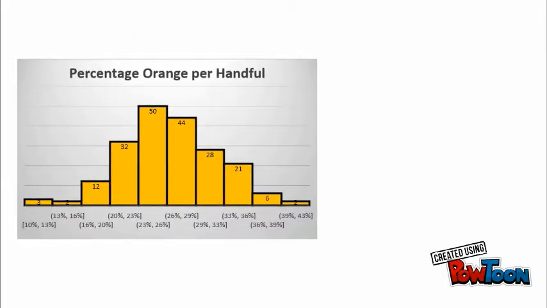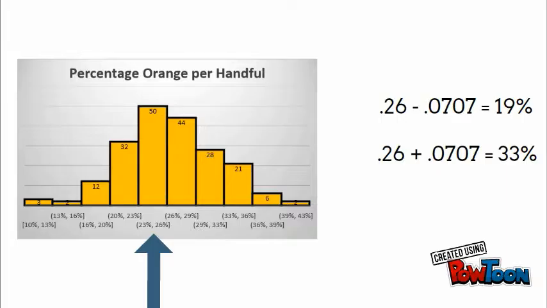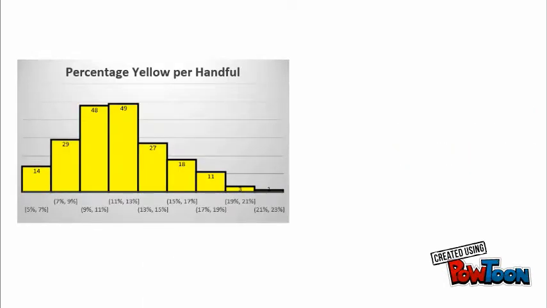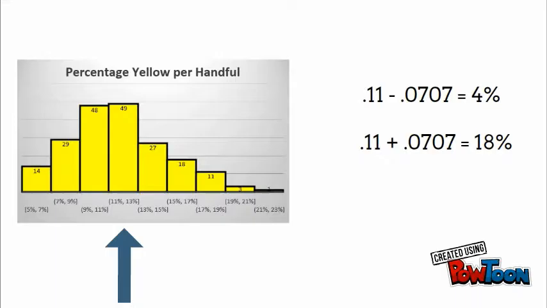For our orange loops, we see that the median value is 26%. We add or subtract our margin of error and we find that this interval is 19% to 33%. Following the same pattern, we can see that the median percentage of yellow loops is 11%, which means that the 95% confidence interval is between 4 and 18%.